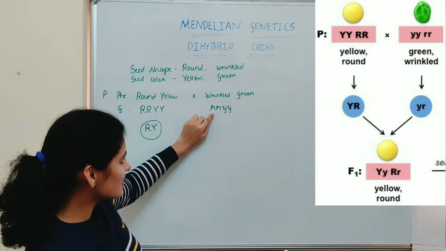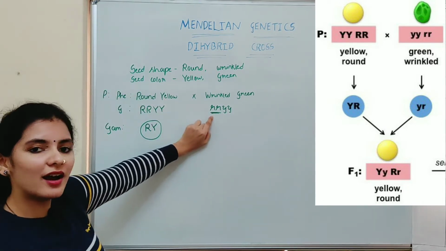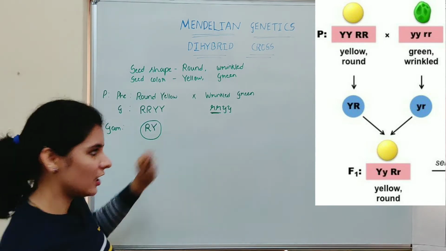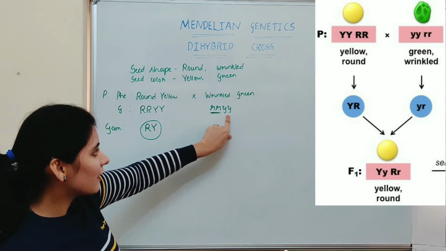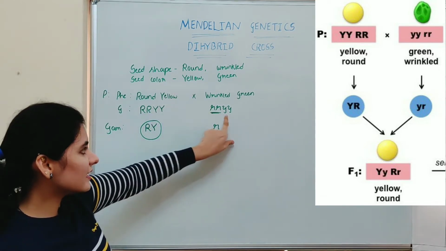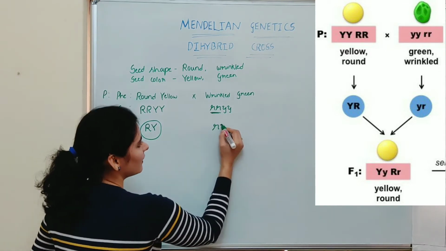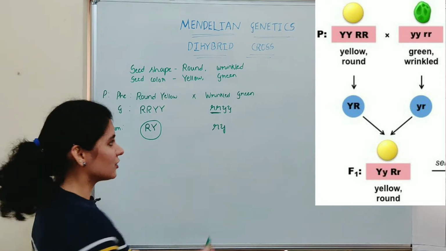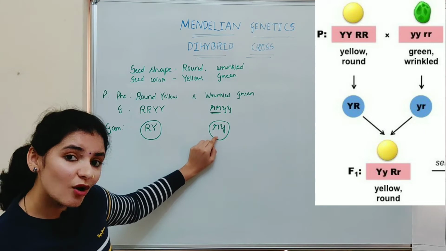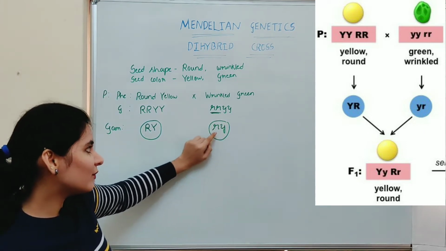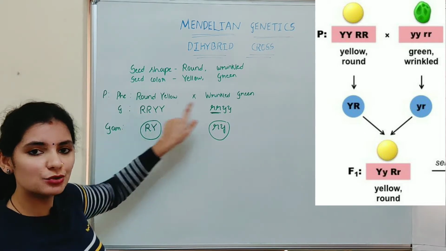Similarly, if you consider this parent, the factor which is responsible for the seed shape is small r. So both factors are the same, so all gametes will carry the small r factor. Similarly, the factor which is responsible for the seed color is small y. So both factors are the same, so all gametes will carry small y. So this plant can produce gametes carrying the factors small r, small y. So all gametes will carry small r, small y. So that is about the gametes produced by these two parents.